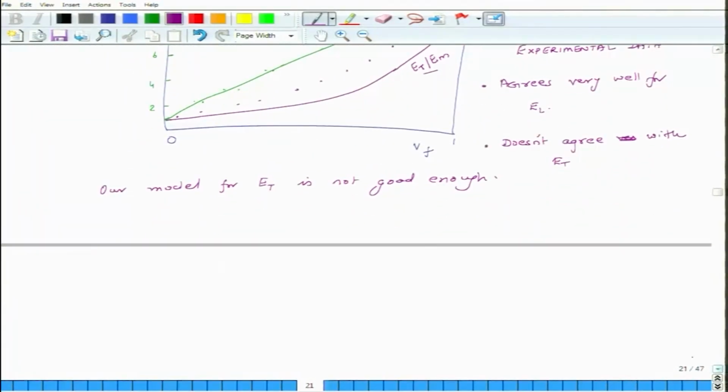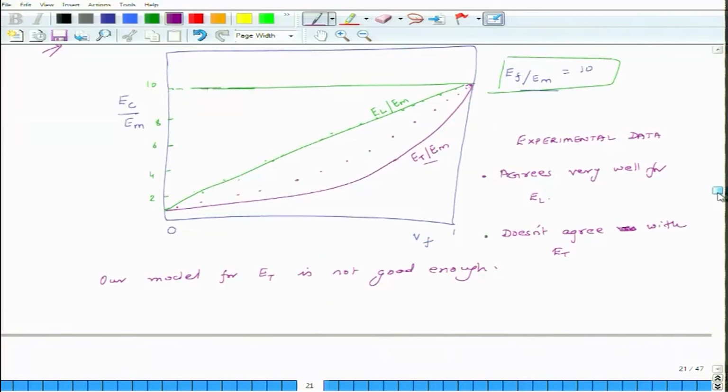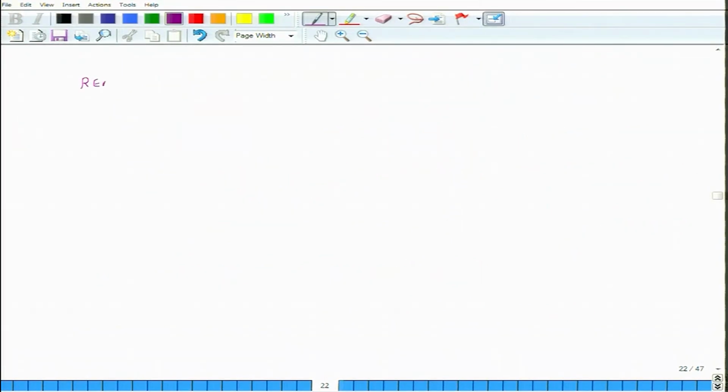So, what do we do? Before I explain how we compute the value of ET, we should try to understand the reason why this model does not predict the value of ET reliably enough. There are a couple of factors. So, let us look at some of these factors.